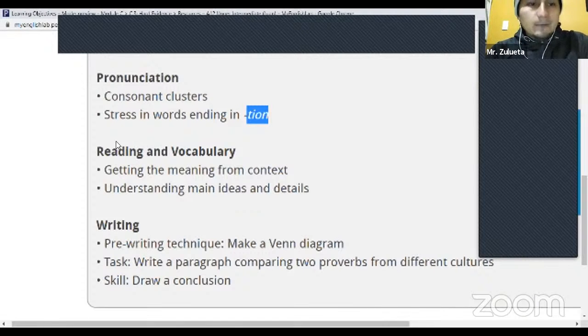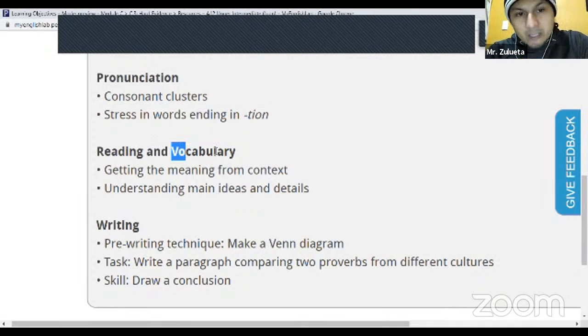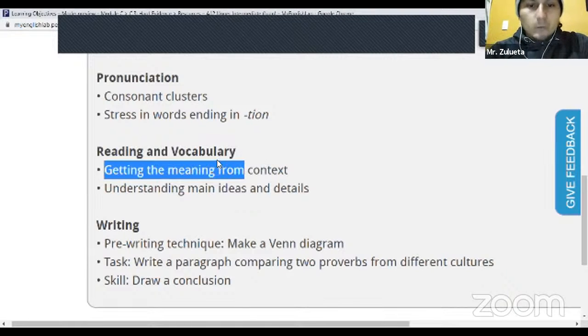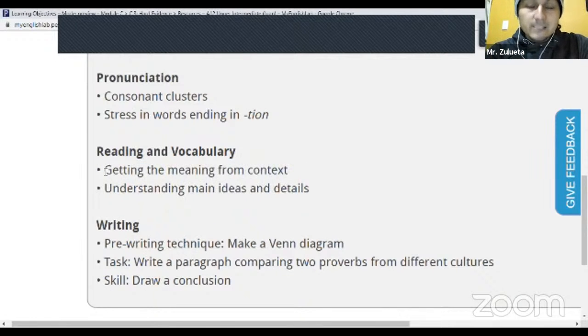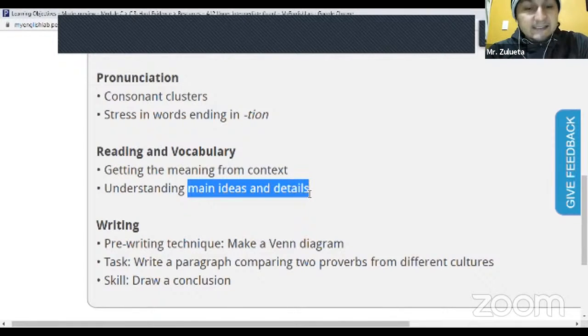Now, reading and vocabulary. Today, we are also concentrating on vocabulary, okay? This is very important whenever you are learning a new language. Something that is vital to understanding the meaning is the context, okay? Remember, it's not what you say, but how you say it. That's very important, as well as body expression. Understanding the main ideas and details, okay?